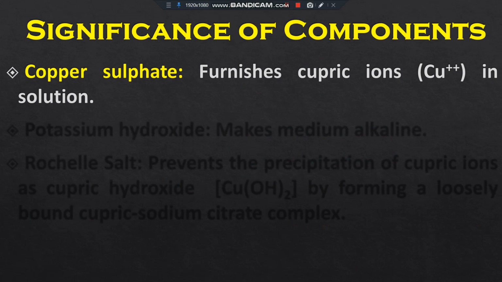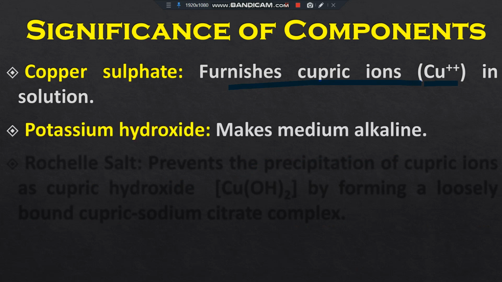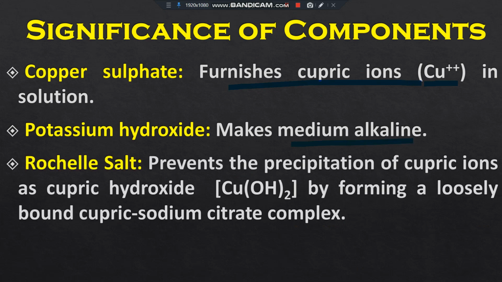Each component used in the reagent preparation has its own significance. Copper sulphate gives us the Cu2+ ion, that is the cupric ion. Potassium hydroxide, a strong alkali, makes the environment alkaline. The third component, Rochelle salt, prevents the precipitation of the cupric ion as cupric hydroxide, Cu(OH)2. This is prevented by Rochelle salt, similar to what sodium citrate does in the Benedict test.